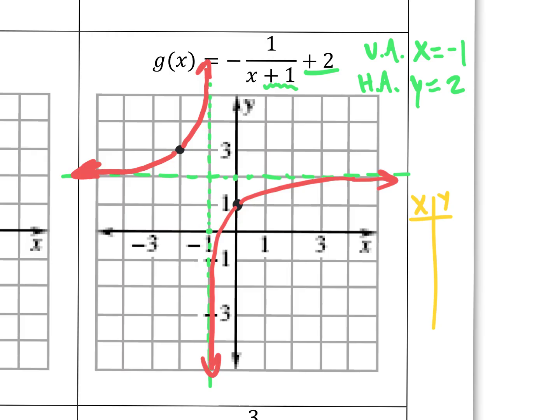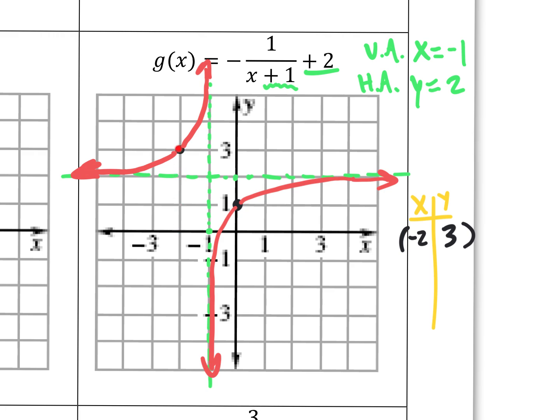So if you do plug in a -2, think about it. -2 plus 1 is -1. And -1 on top divided by a -1 on the bottom is +1. And +1 plus 2 is 3. So the actual location of the perfect point of this graph is -2, 3. So from the origin, go -1, 2, 1, 2, 3, and bam, there's that dot.